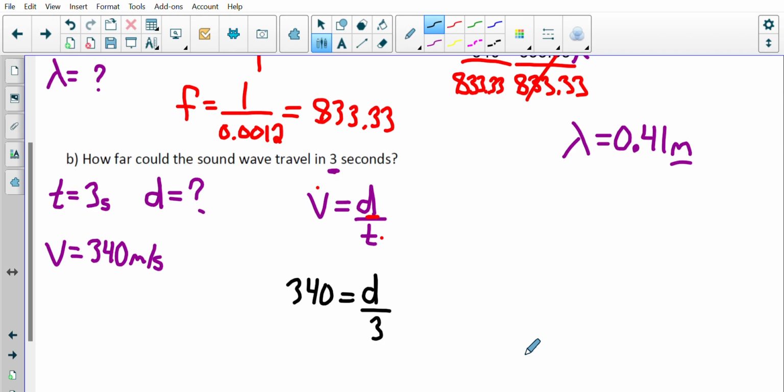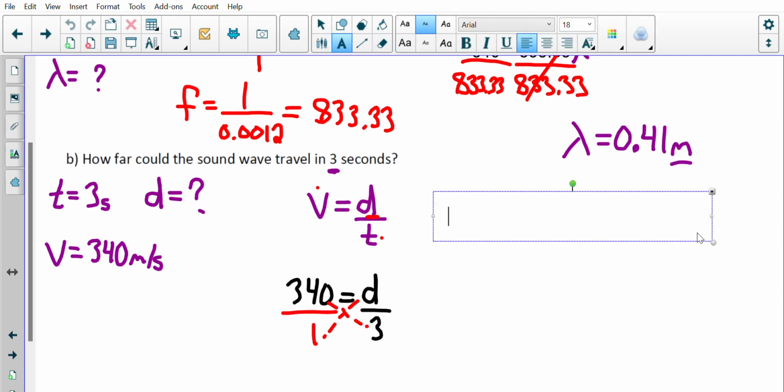Now this is something I always did during math class: anytime I got something equaling a fraction, I like to create a fraction equaling a fraction, so I can cross multiply and all those fractions disappear for me. And so I end up with d times 1, well, that's d. And then I got 3 times 340, which is, I'm not sure here, 1,000 and something. 3 times 340, we get 1,020 meters. There we go.